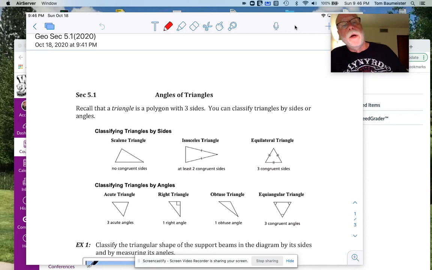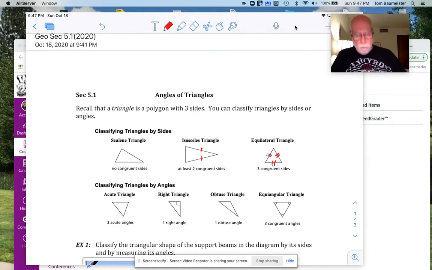All right, so section 5.1 is the angles of triangles. Recall that a triangle is a polygon with three sides. You can classify triangles by sides or angles. If we do it by sides, if it's scalene, it has no congruent sides. Isosceles has at least two congruent sides, and you can tell because they are tick marked. And an equilateral triangle has three congruent sides. And again, this time they tick marked it by two.